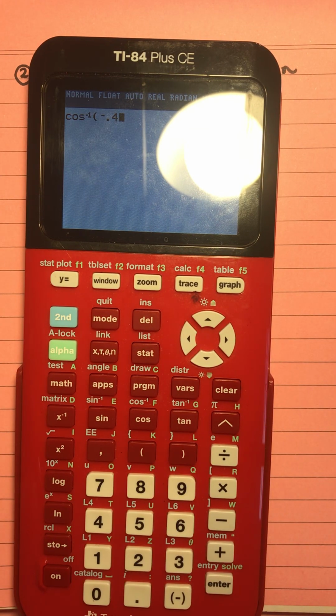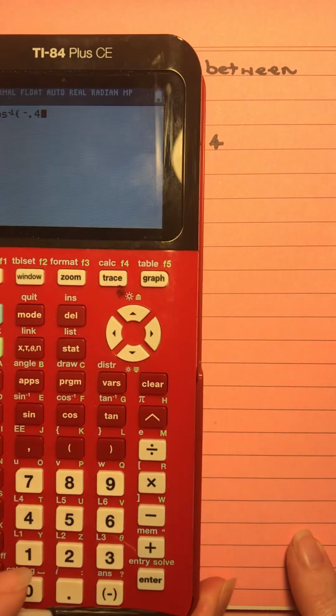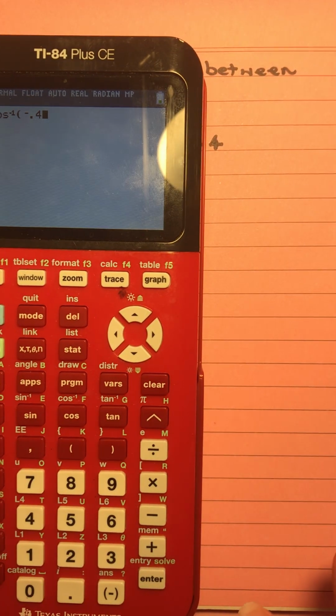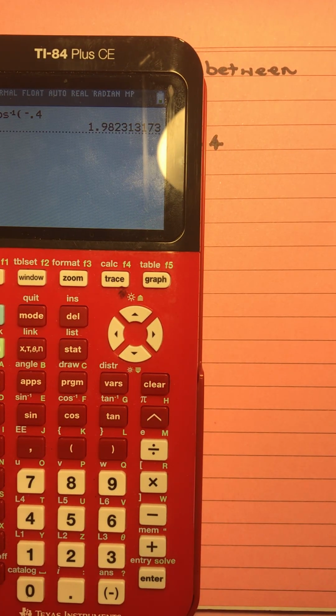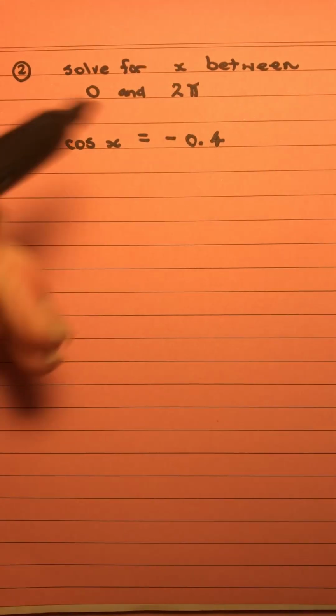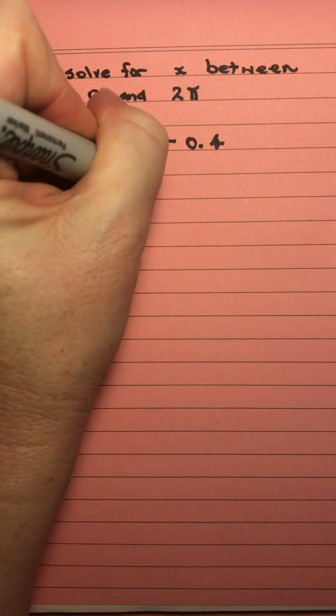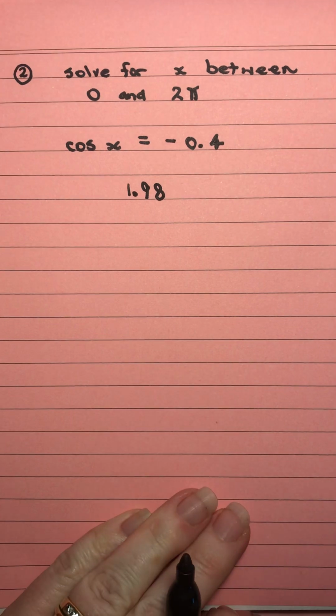Now, we could just put in the 0.4 if we wanted, but we can do the negative 0.4 and it'll give us that first angle that we have there, 1.98. So we've got our 1.98 as our answer there.